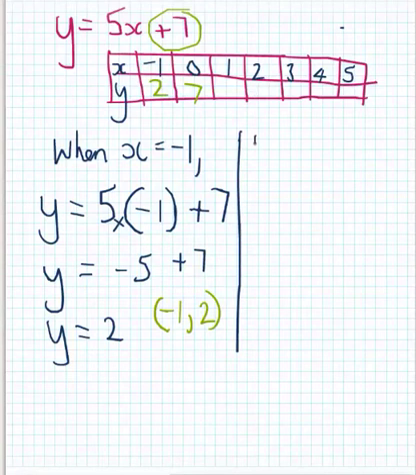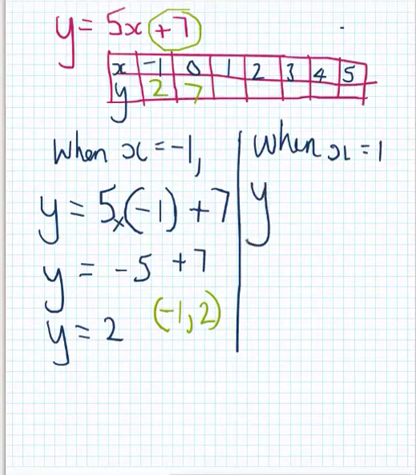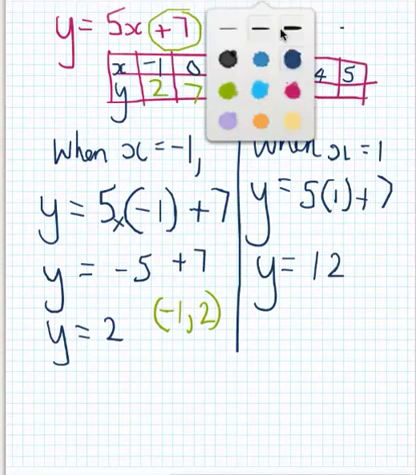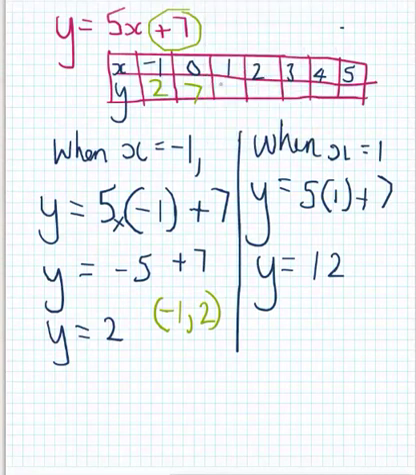So next number is when x is equal to 1. I will have y equals 5 times 1, just put it in brackets, plus 7. 5 times 1 is 5. 7 plus 5 is 12. And I'll put 12 in my table of values.